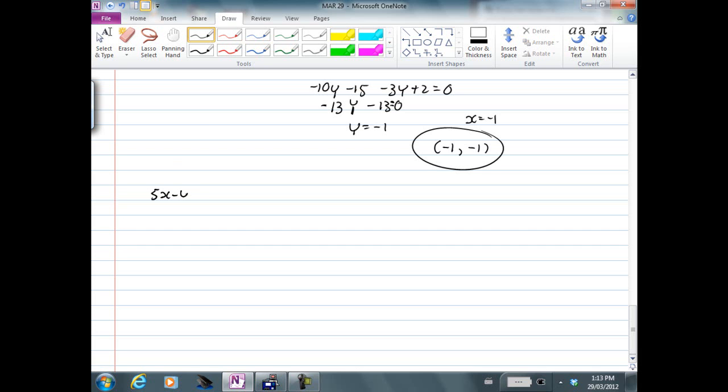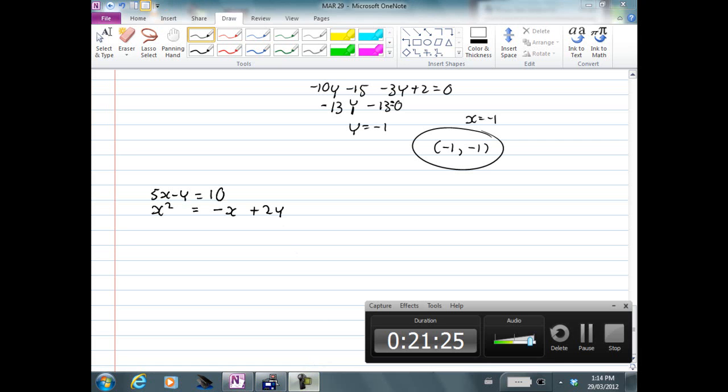5x minus y equals 10. x squared equals negative x plus 2y. Find your answer. There's my two equations.